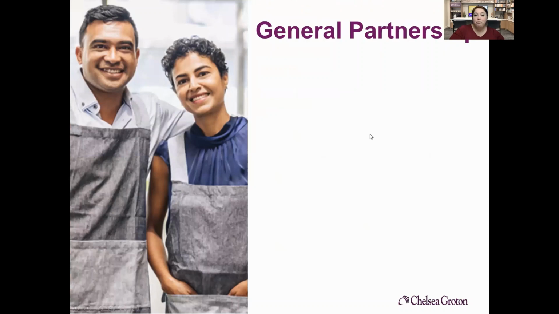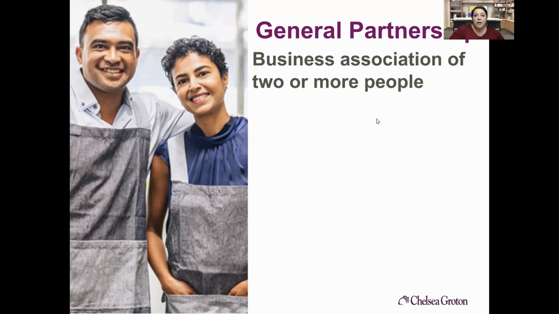Okay. So the next one is a general partnership. That is a business or association of two or more people. So maybe you and your friend, or you and your wife, or you and your nephew decide you're going into business together. Maybe it's you and just some guy you met at a networking event, you decide your skills work great together, and you decide you're going to go into business together. That is a general partnership.